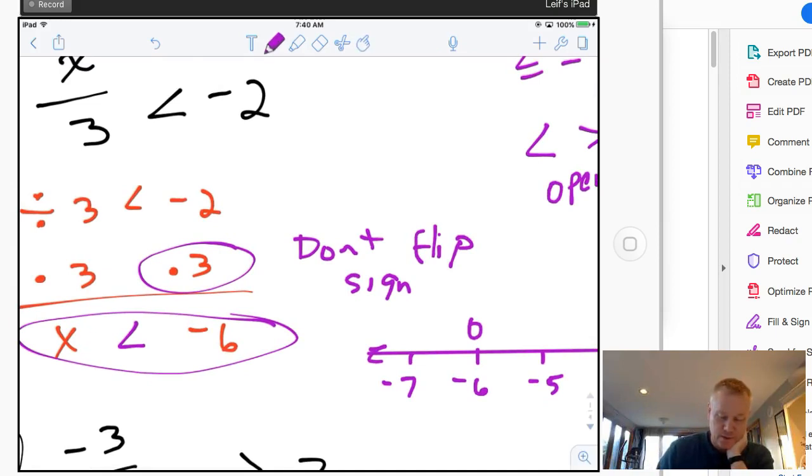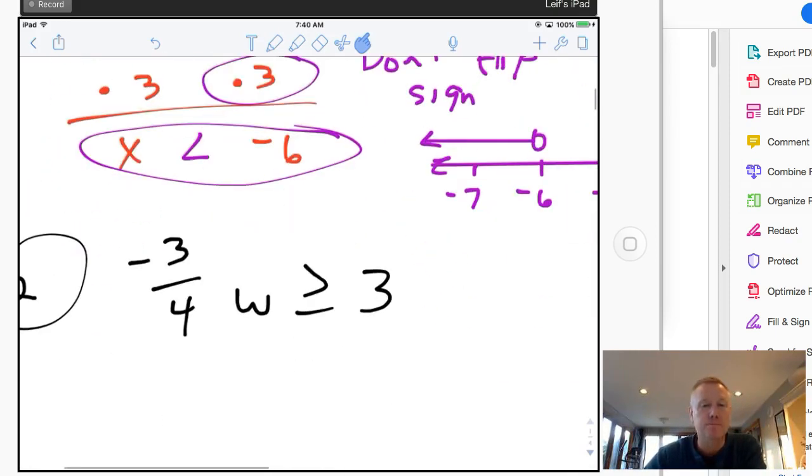The numbers that are less than negative 6 are over here, in this direction. For example, negative 7 is less than negative 6. The ones on the left are less than. The ones on the right are greater than. All positive numbers are greater than negative numbers, so 1 would be greater than negative 6. So anyway, all right, this one.